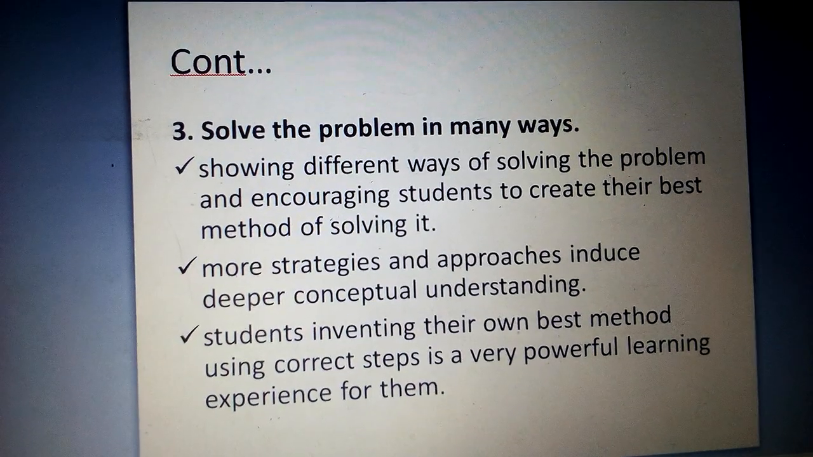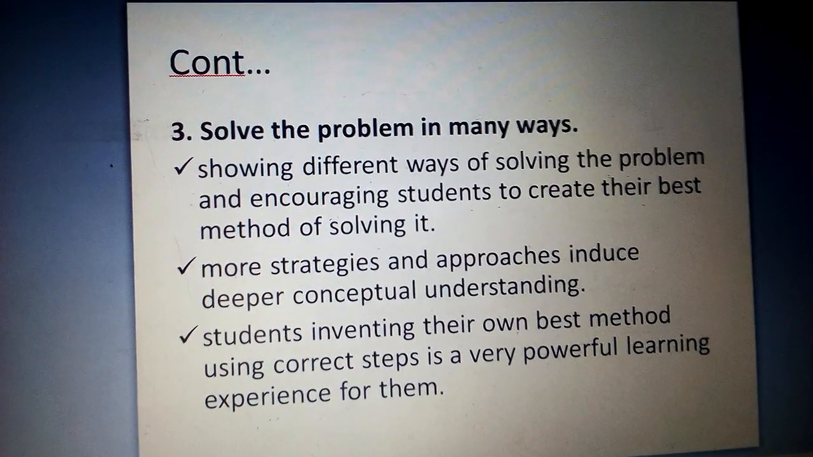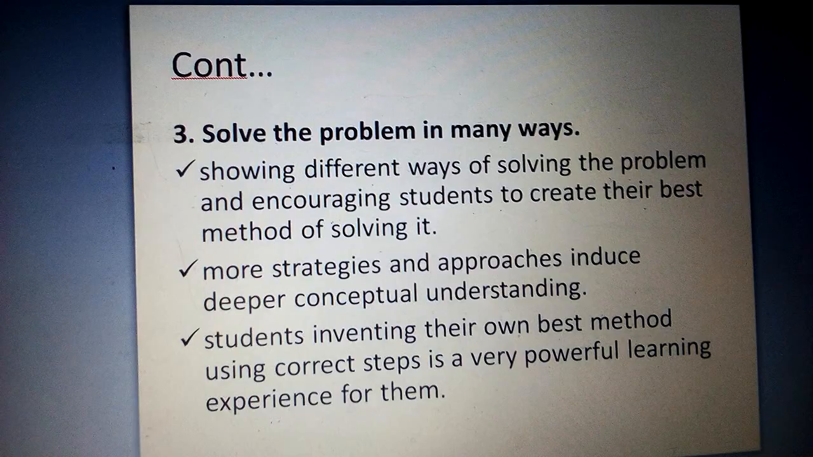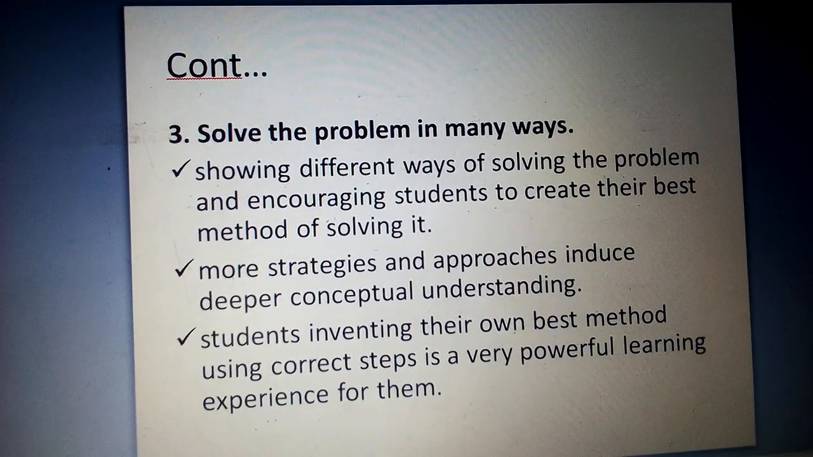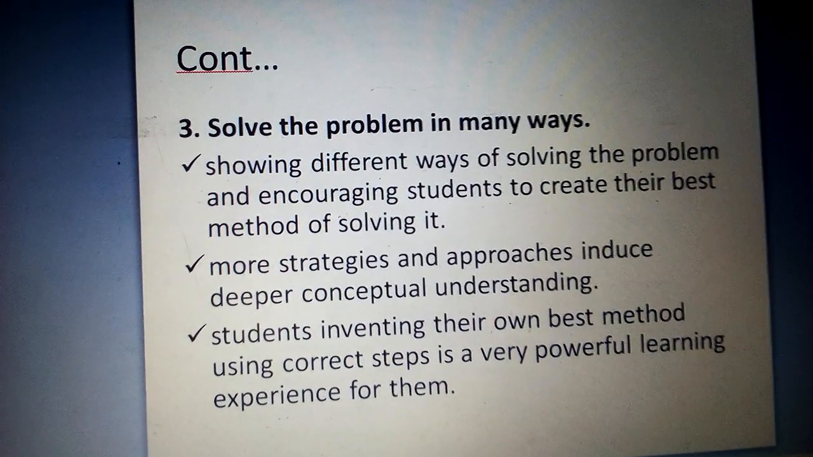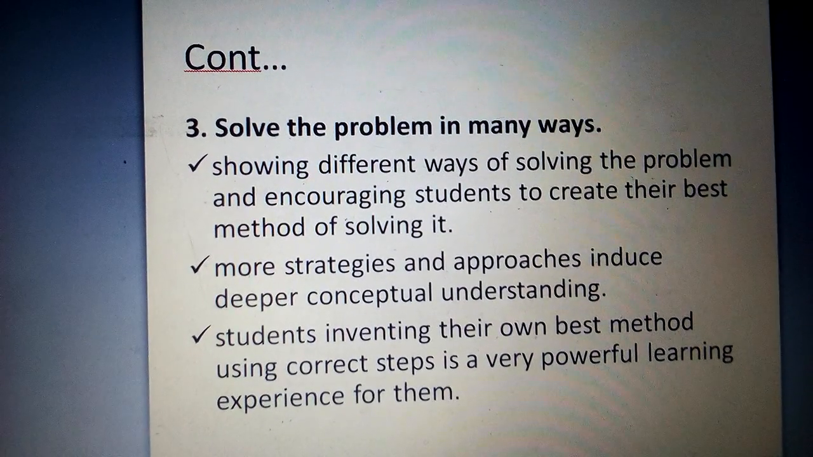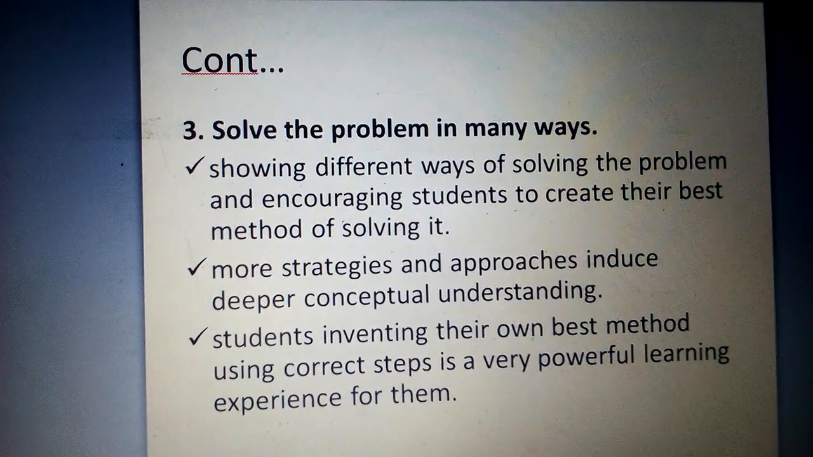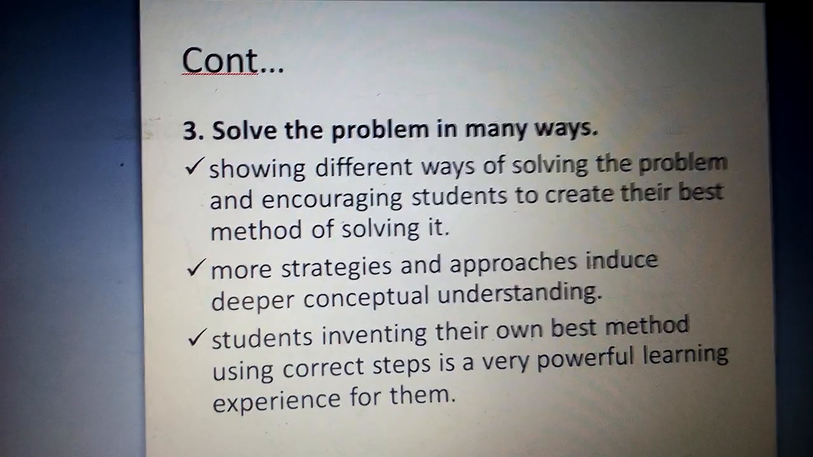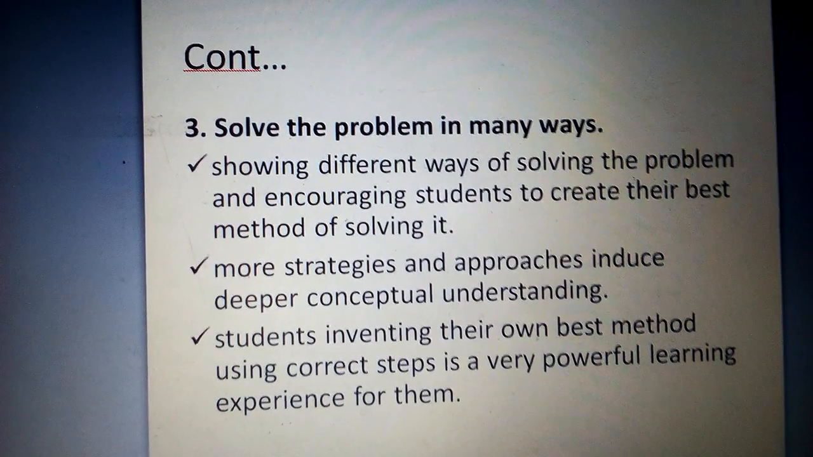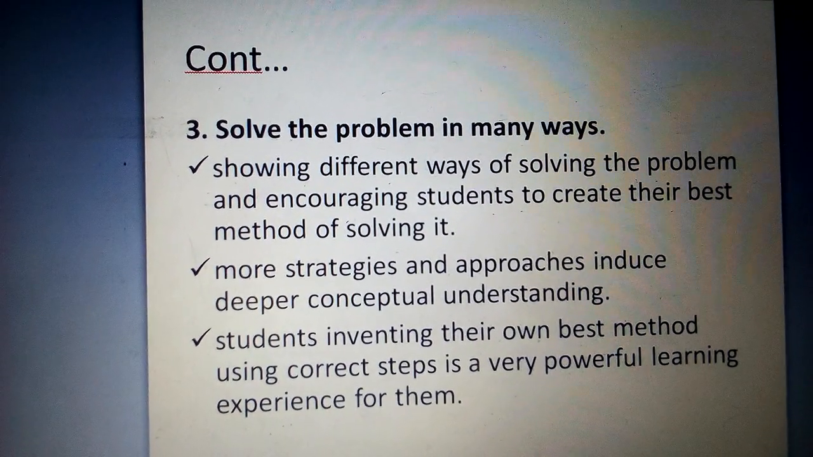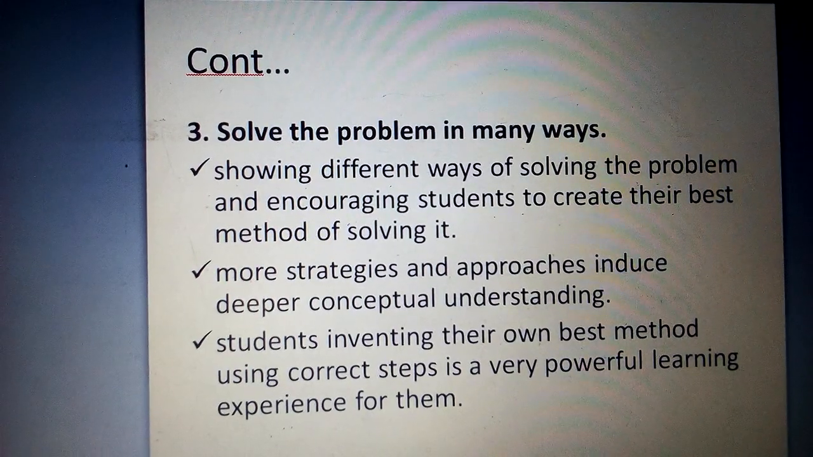More strategies and approaches induce deeper conceptual understanding. Students inventing their own best methods using correct steps is a very powerful learning experience for them.